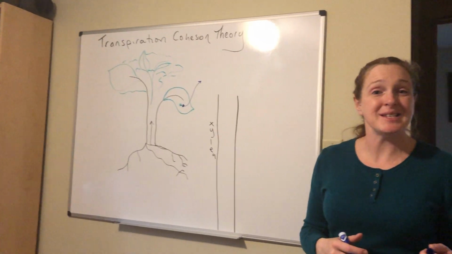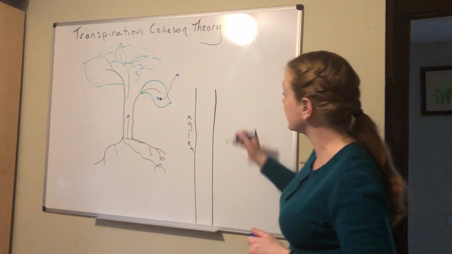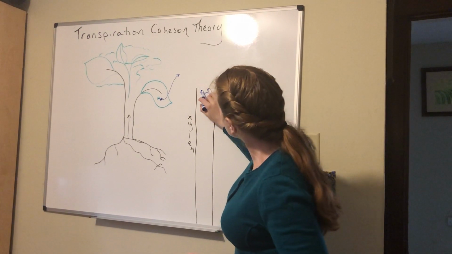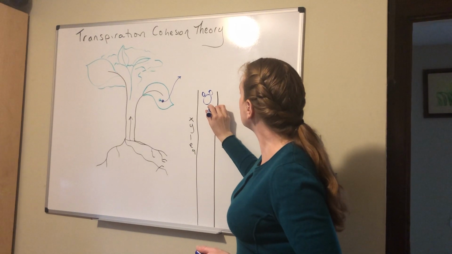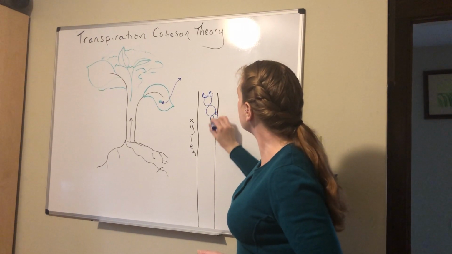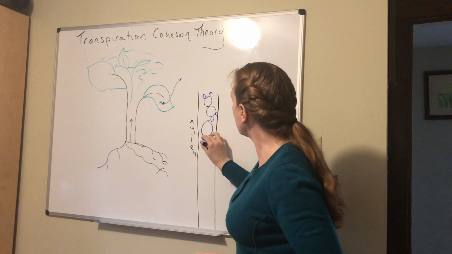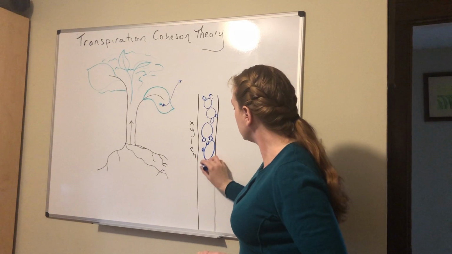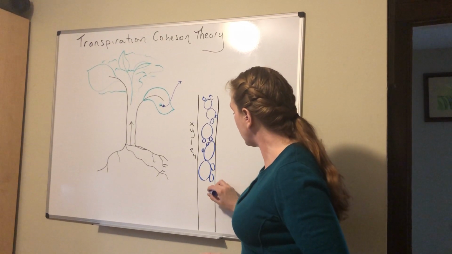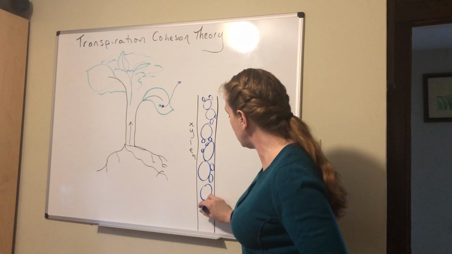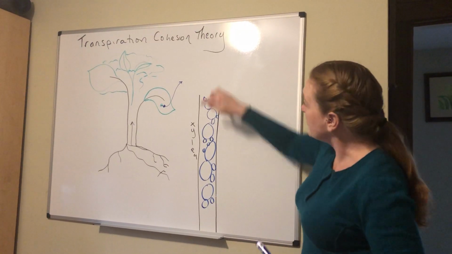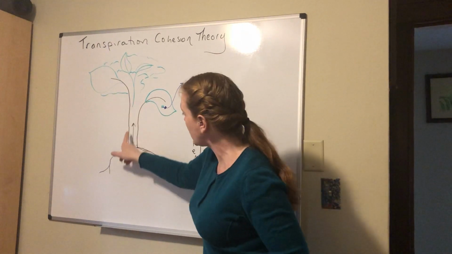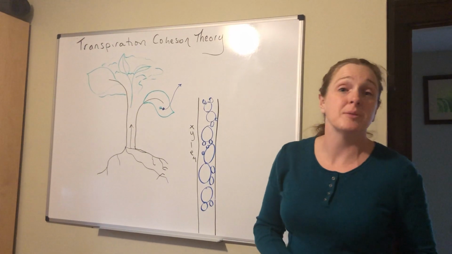Now water molecules are cohesive. They like each other. They like to stick to one another. So here in our xylem tissue, we have our water molecules, our two hydrogens and our oxygen, and each water molecule is going to stick to other water molecules. And so going all the way down through our xylem tissue, we have these individual water molecules all stuck to one another. So when this water molecule leaves, it pulls the next one, pulls the next one, pulls that entire chain of water molecules all the way from the root.